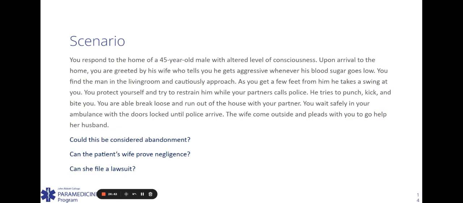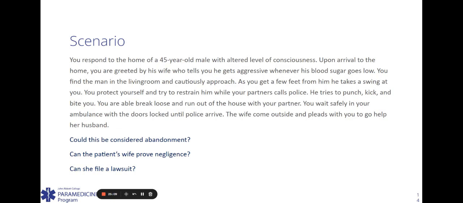So, could this be considered abandonment? Can the patient's wife prove negligence in this case? Can she file a lawsuit against you? Well, first of all, if this happens, first things first, don't leave the wife alone with the combative patient, okay?